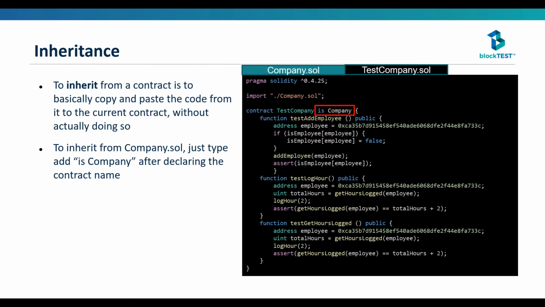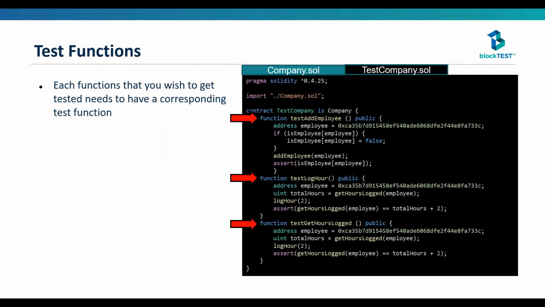What the is keyword symbolizes is inheritance. To inherit from a contract is to basically copy and paste the code from that contract into the current contract without actually doing so, which makes the code really clean and really easy to organize. So in order to inherit the code from Company, you just say is Company, as simple as that.